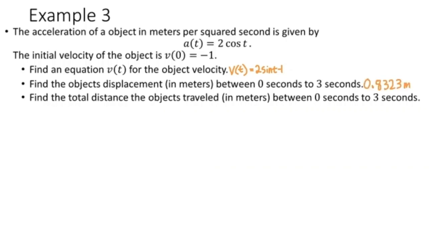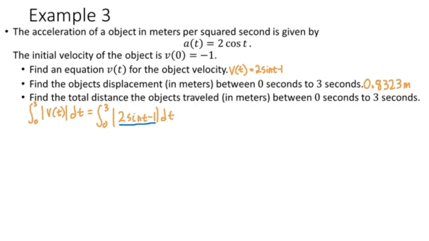Now we're going to find the total distance traveled over the interval 0 to 3. Since we're finding total distance, we are finding the integral from 0 to 3 of the absolute value of our velocity function. And our velocity function, we already know, is 2 sine of t minus 1. Just like in the previous problem, we need to figure out where the 2 sine of t minus 1 is positive or negative, so that we can split up the interval and rewrite our integrand without the absolute values.